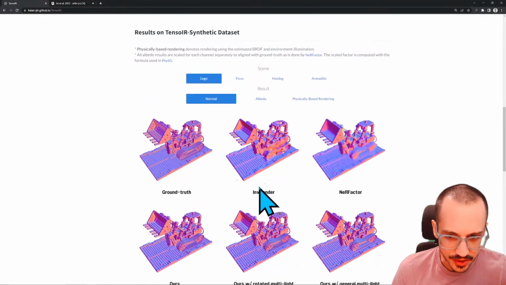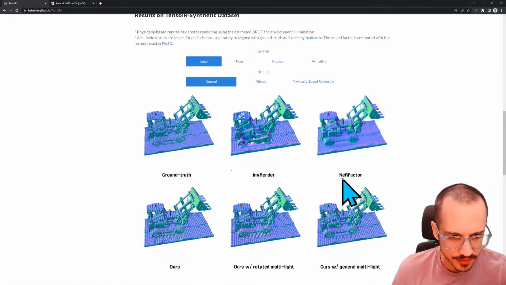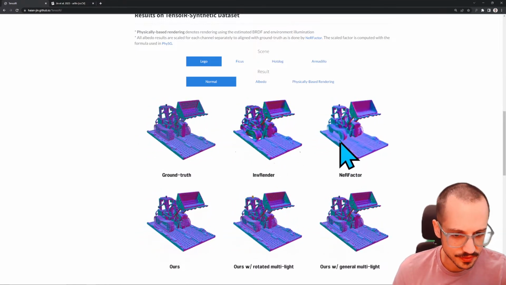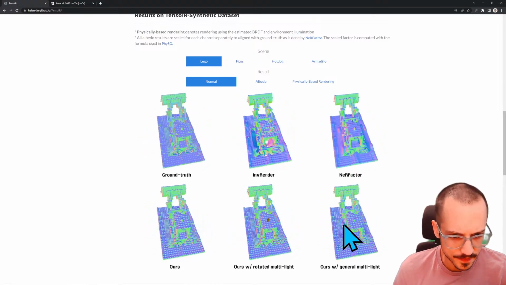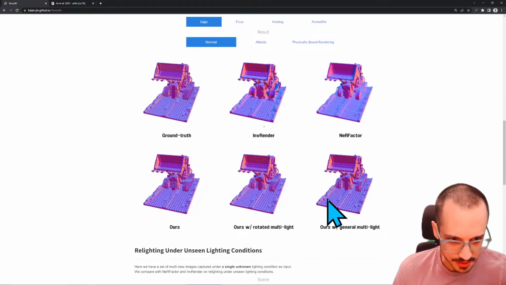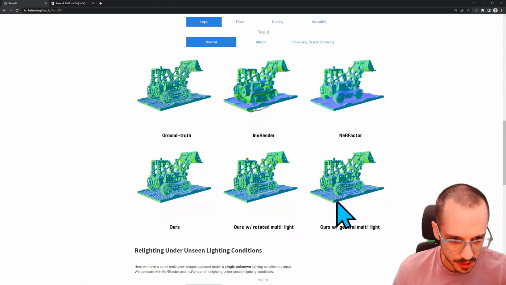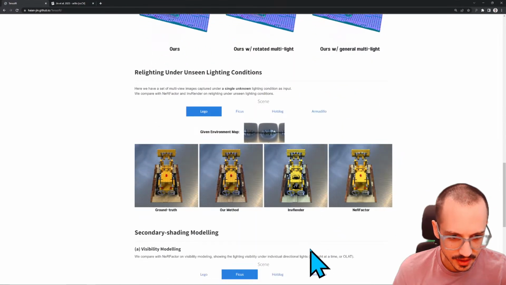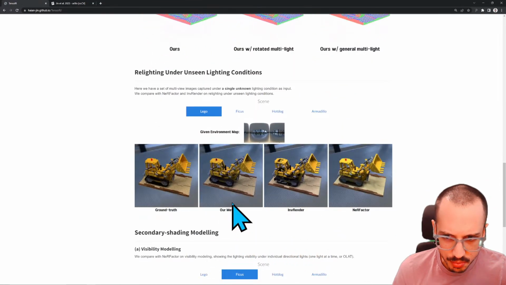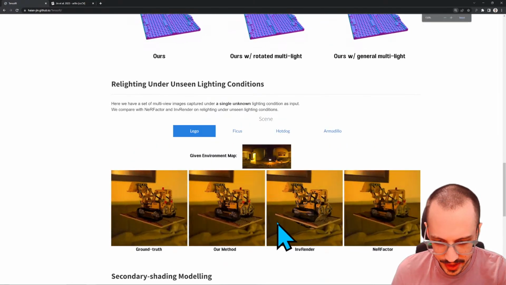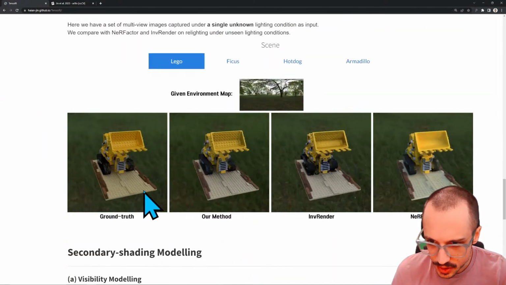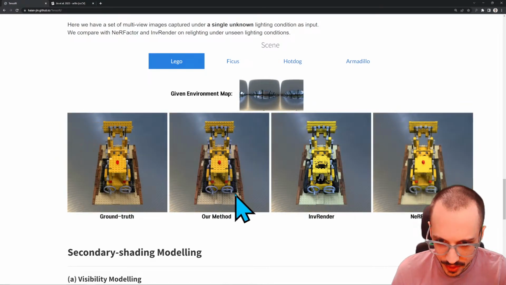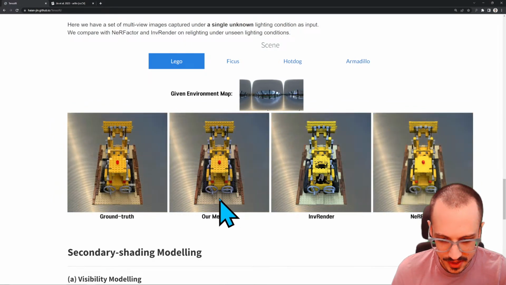But look how much cleaner they are compared to a Nerf. Nerf factor is a little bit of an older Nerf, so it's not necessarily representative of the best Nerf available now, but this was absolutely insane to me. Every single one of the little bumps on this Lego truck is very clearly defined, almost to the point that it's better than the ground truth. That's something I noticed too. Look at the ground truth versus this method. It almost looks like the method here is better than the ground truth, which is absolutely insane.